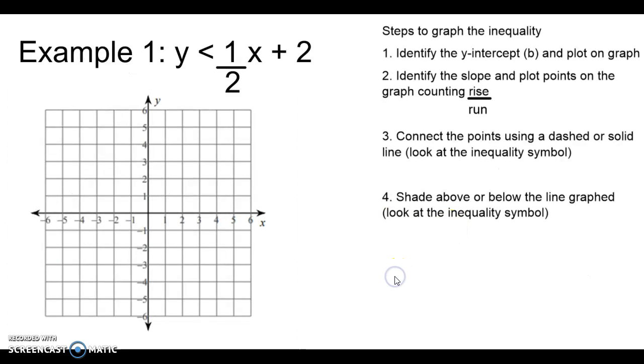Okay, so here is example 1. The first example says y is less than 1 over 2x plus 2. So I'm going to follow my steps here on the right. The first thing I'm going to do is identify the y-intercept, the b. So I know that the y-intercept is right here at the end. So I'm going to make my first point on my graph at 2.